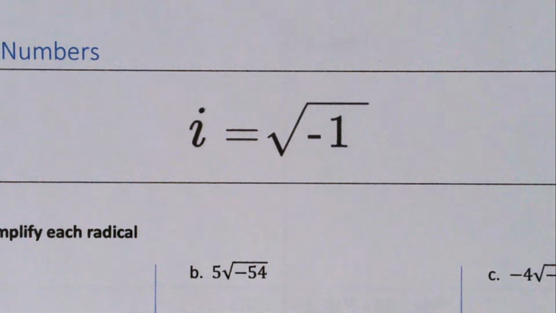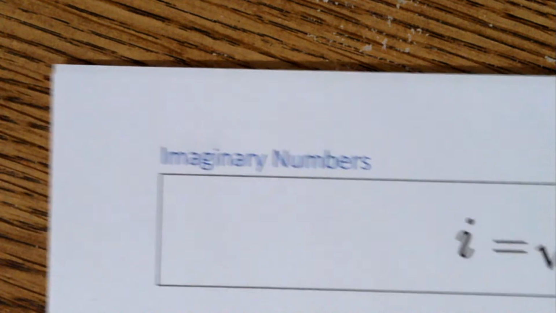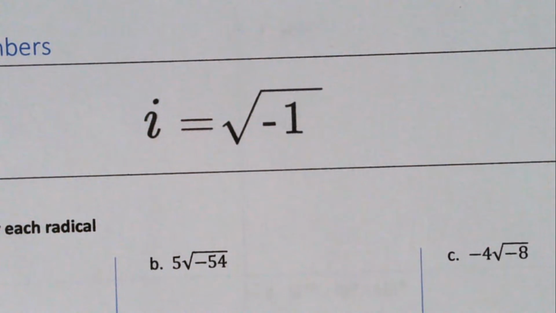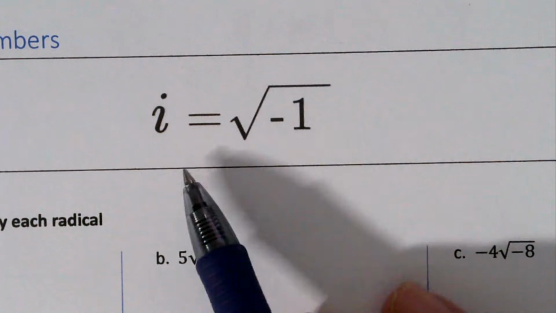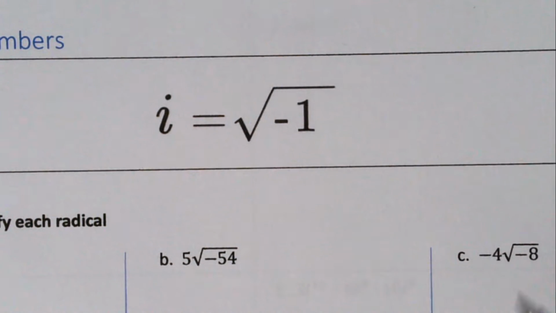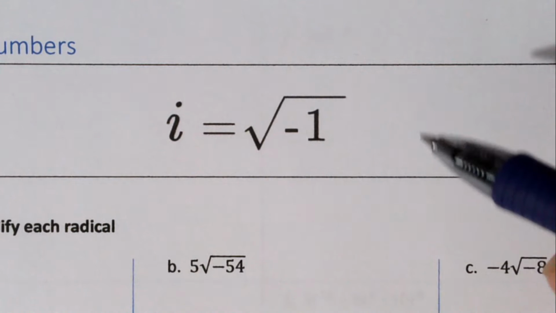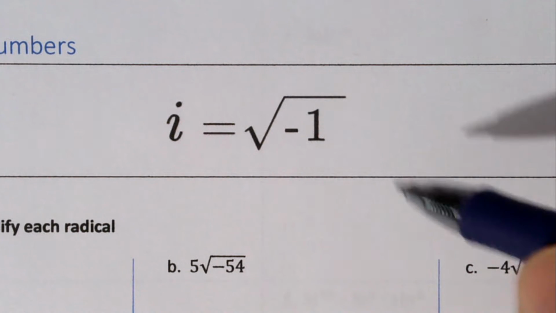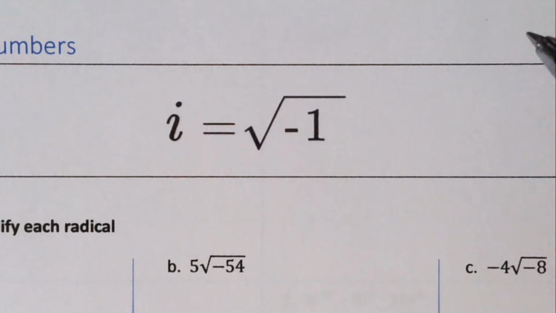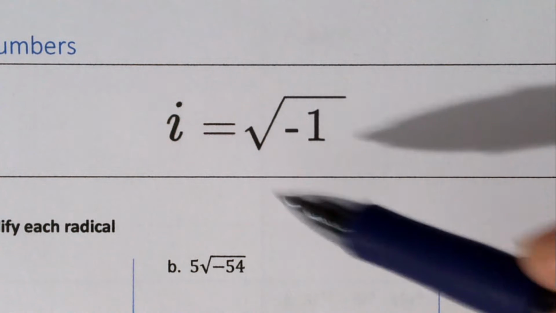Imaginary numbers. The imaginary number is i equals the square root of -1. If you put the square root of -1 in the calculator, it gives you an error. Most calculators cannot deal with imaginary numbers, so you have to know how to do this without the calculator.